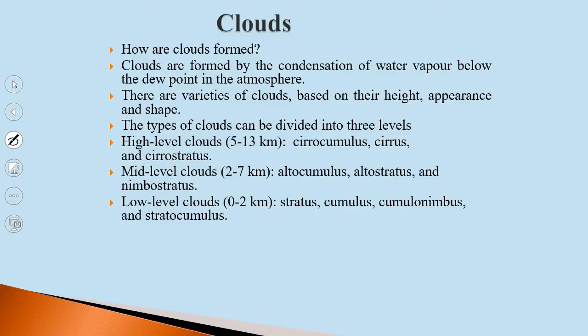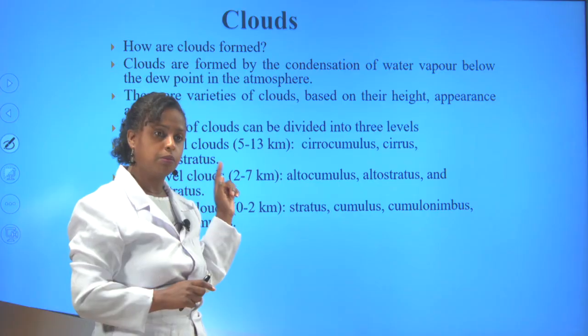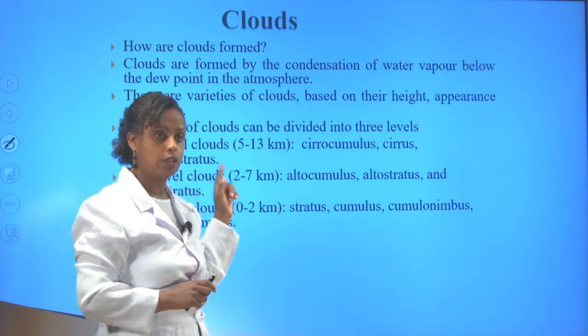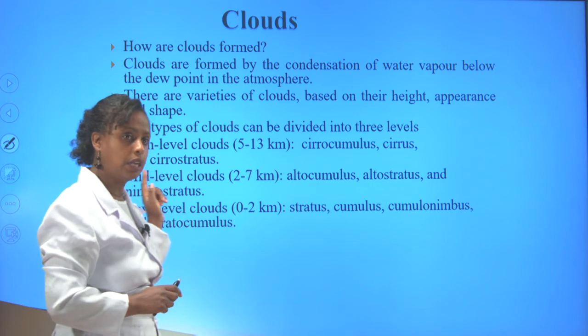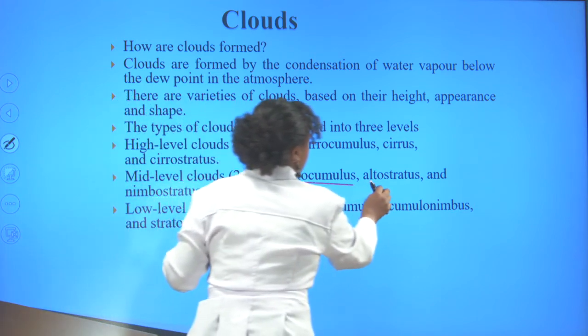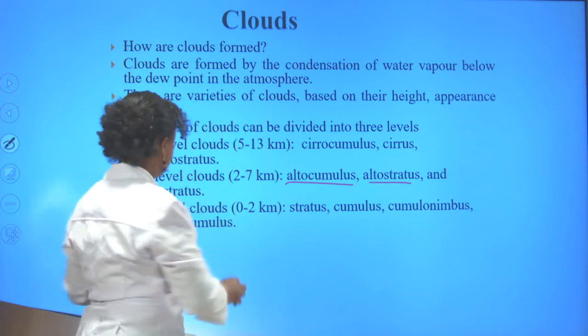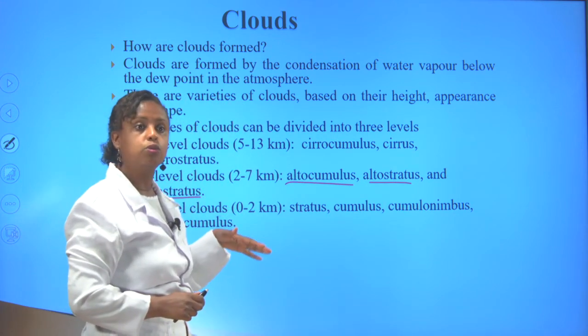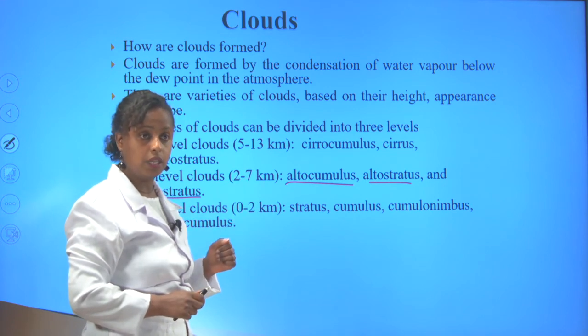The high level clouds are cirrocumulus, cirrus, cirrostratus. These are found up to 13 kilometers above the sea level. But according to your textbook, it's greater than 6,000 meters. The middle level clouds are altocumulus, altostratus, and nimbocumulus. They are found up to 7 kilometers above the sea level.